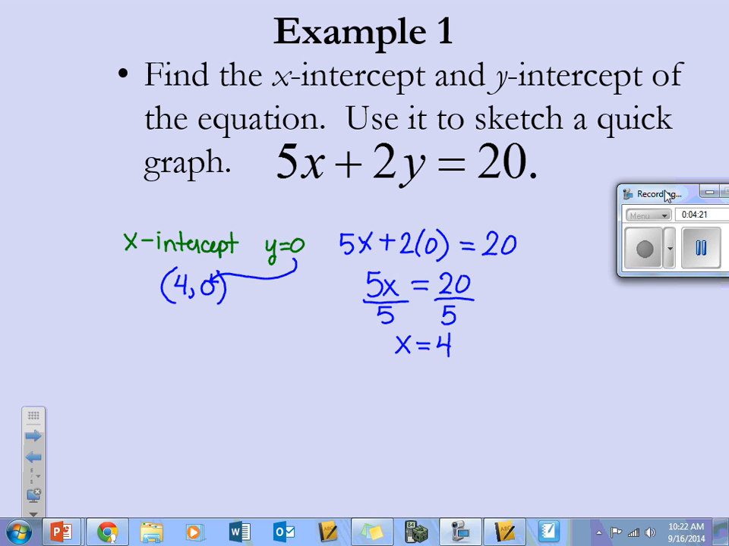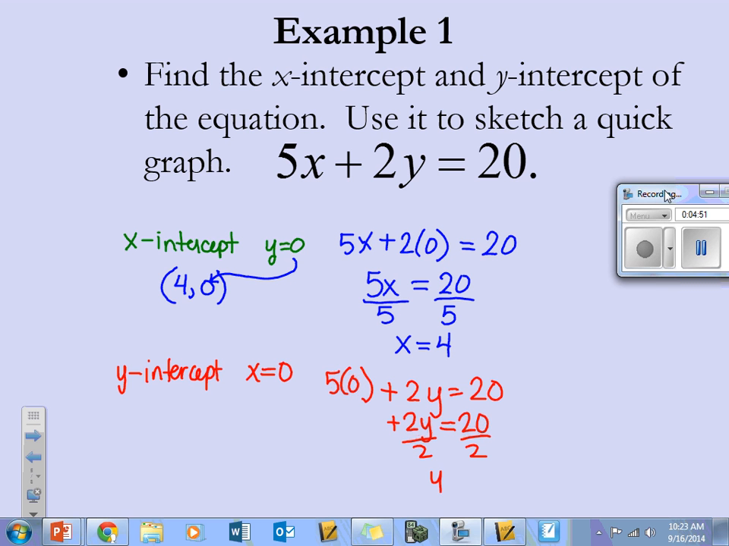All right, so that's our x-intercept. Now, if we want to find our y-intercept, we would then plug in 0 for x. So we do the same thing here, but we plug 0 in for x. 5 times 0 plus 2y equals 20, always going back to the original equation. 5 times 0 is 0. Plus 2y equals 20. Divide both sides by 2, and we get y equals 10. Now the ordered pair for that is (0, 10) because we plugged 0 in for x and we got a 10 for our y.